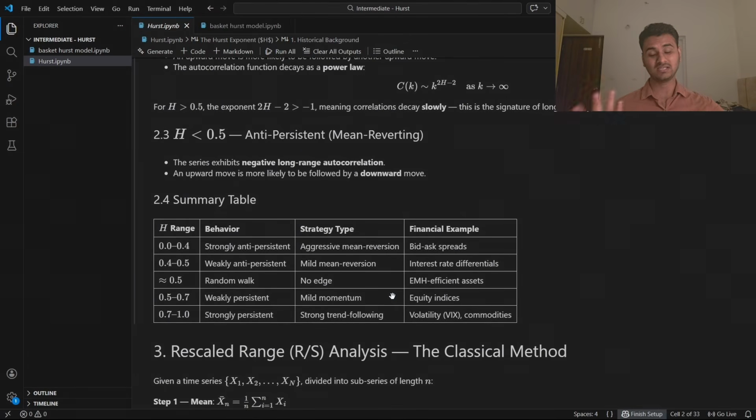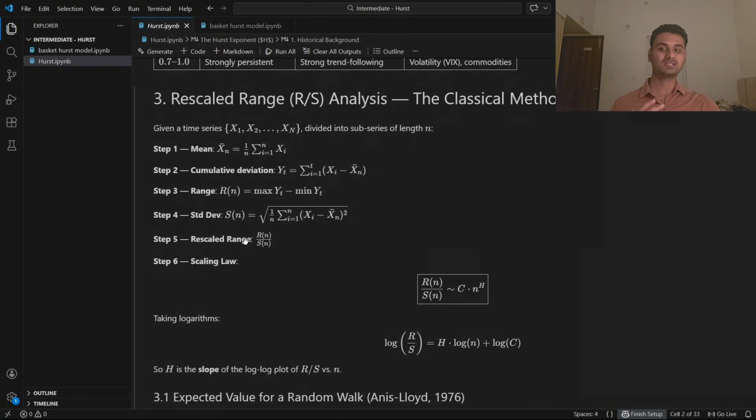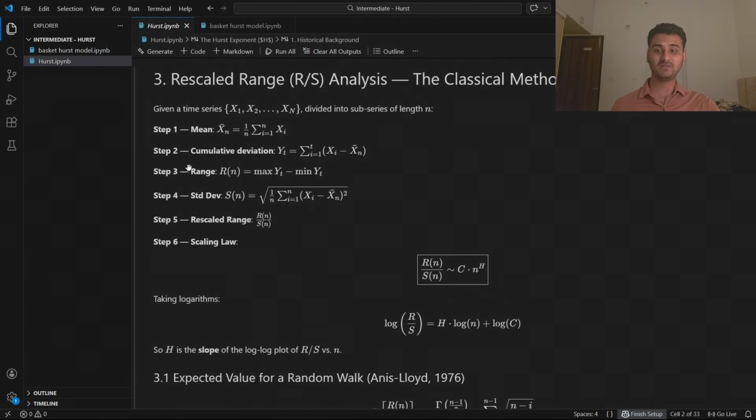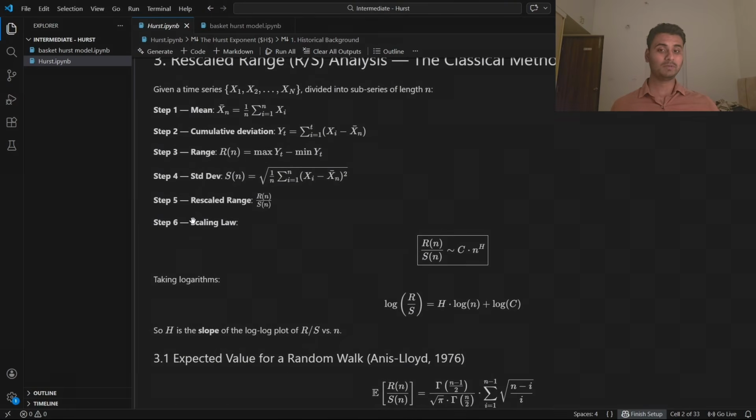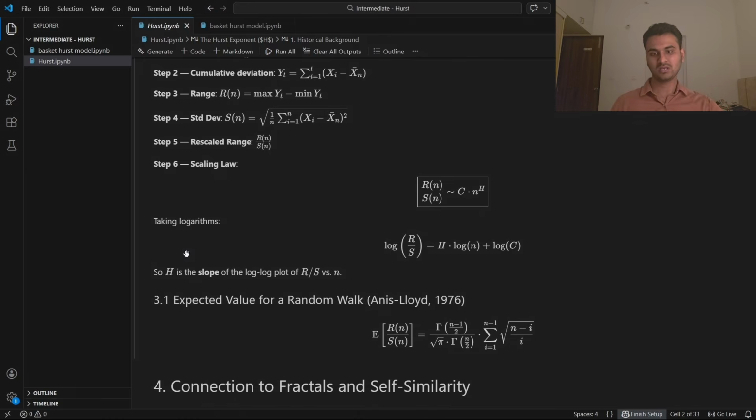volatility, commodities, and cryptocurrencies. For the classical method of rescaled range analysis, there is step 1 mean, and the formulas are there: cumulative deviation, range, standard deviation, rescaled range, scaling law. If you want me to deep dive into the maths as well, we can do that, just let me know. But right now I'm focusing on a larger spectrum of audience.